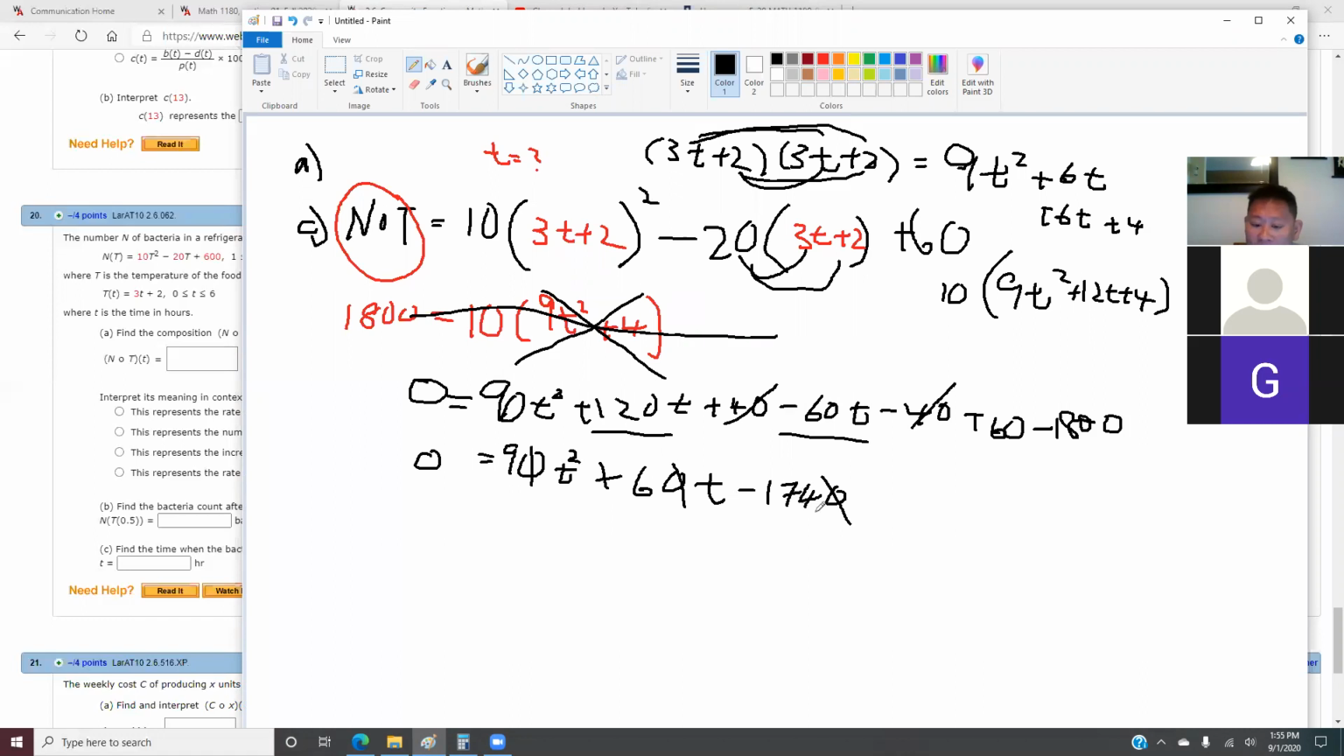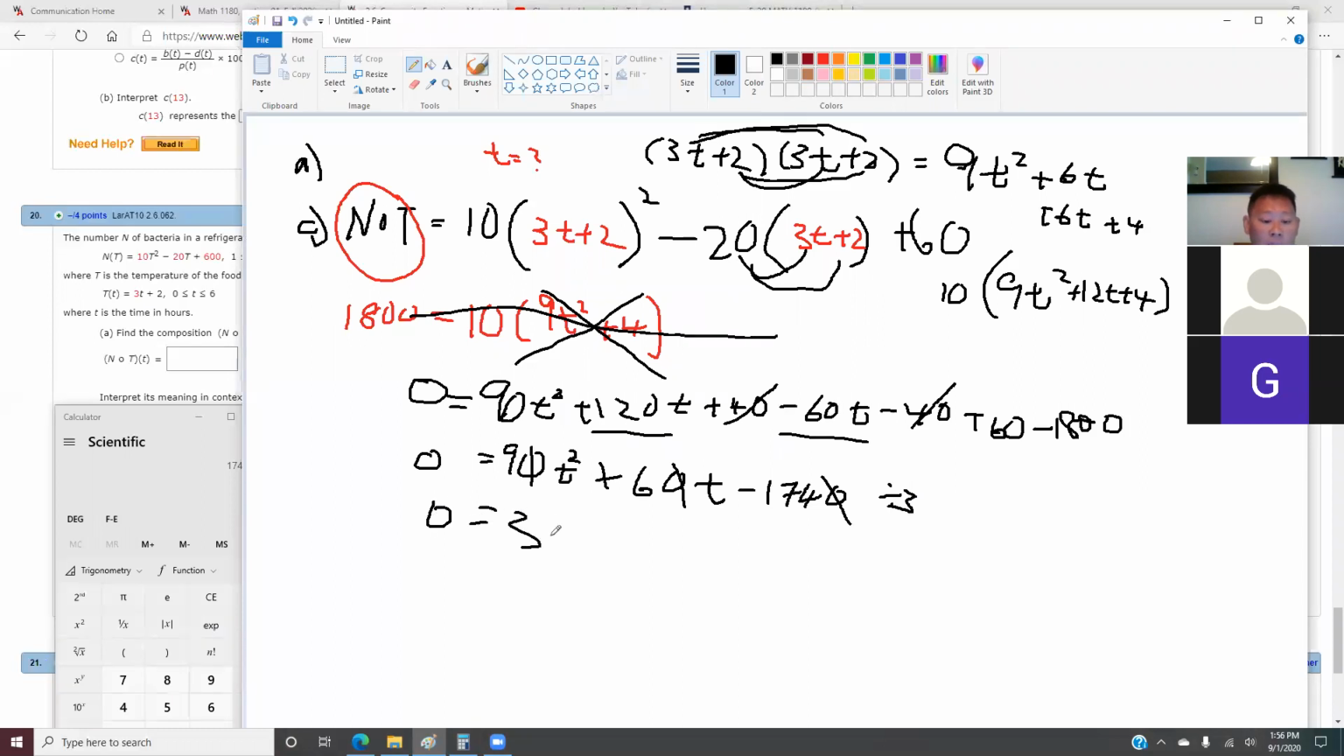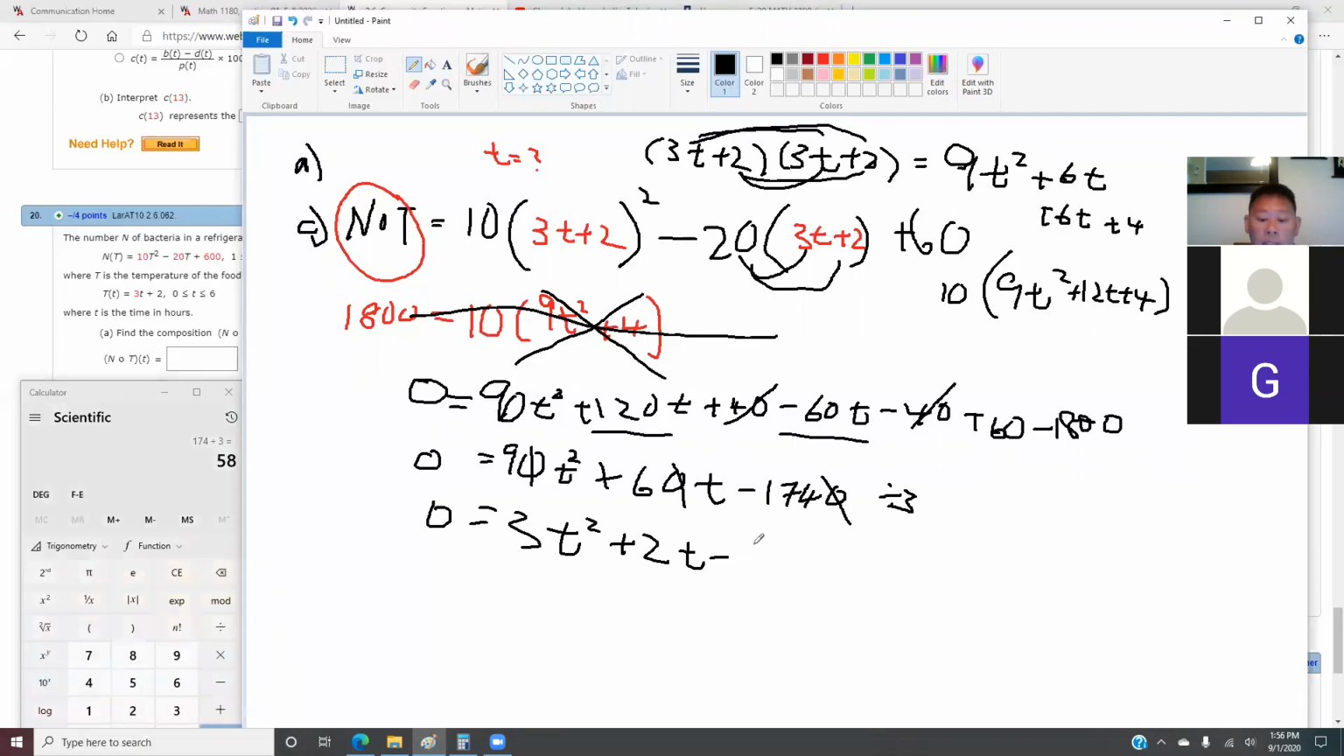Let me see if 174 is divisible by 3. Oh, yeah. So guess what? I'm going to divide everything here by 3. So I will get 3t squared, because 9 becomes 3, 6 becomes 2, and 174 becomes 58. So this is so much easier to plug into your quadratic formula.